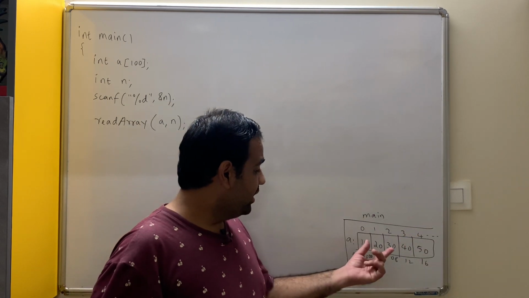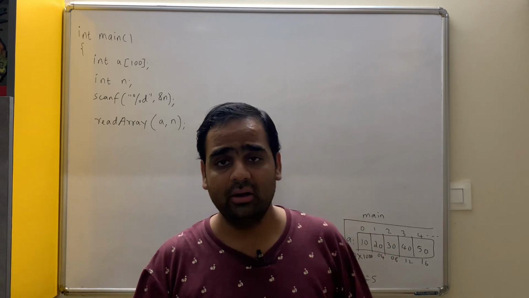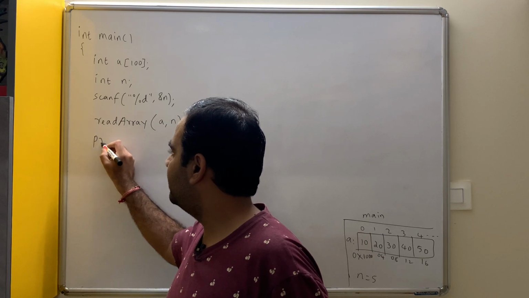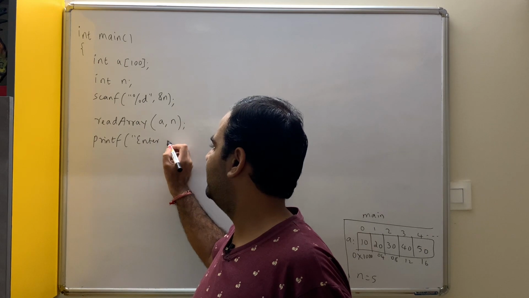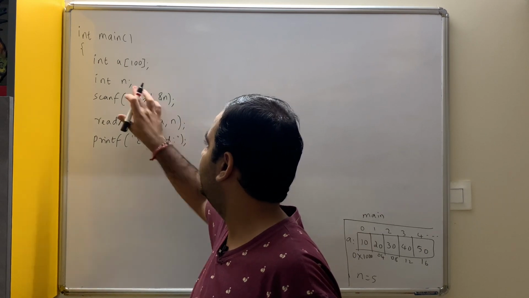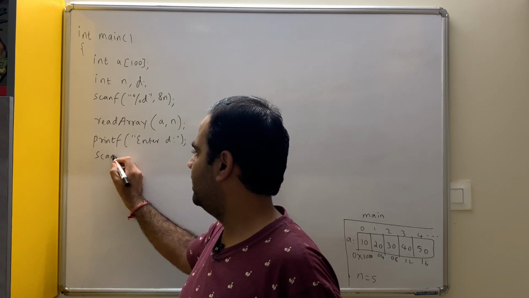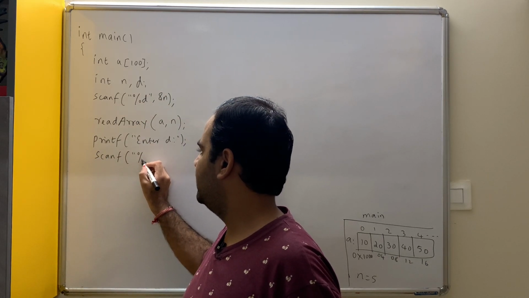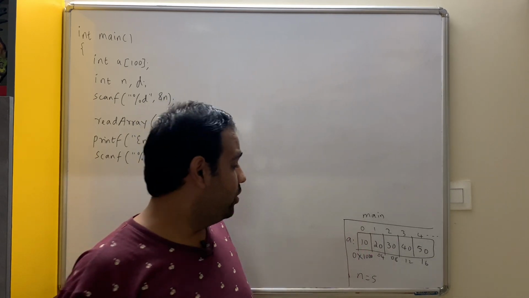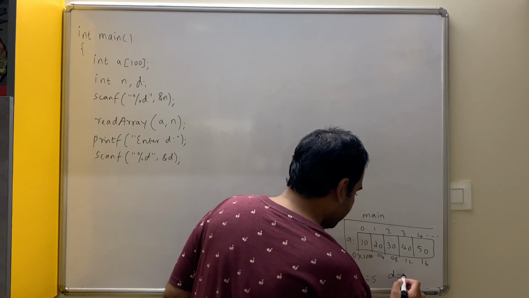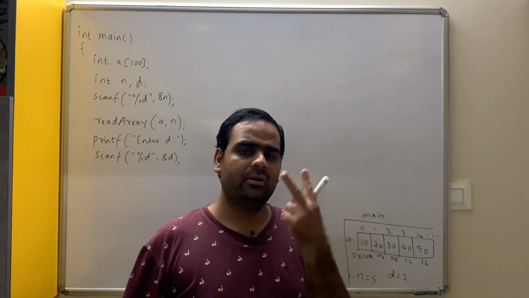Now after you read the array, you need to rotate the array by factor d. That means you need a rotation factor as well. Hence I can write here printf enter rotation factor d. I just say enter d, you may write down completely enter rotation factor d, and declare one more variable d because we are going to read it, and I write scanf %d ampersand d. Is that okay? Now let the value of d be 2. That means I want to rotate it towards the left circularly by factor 2.